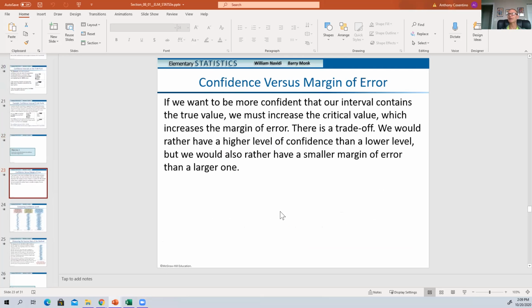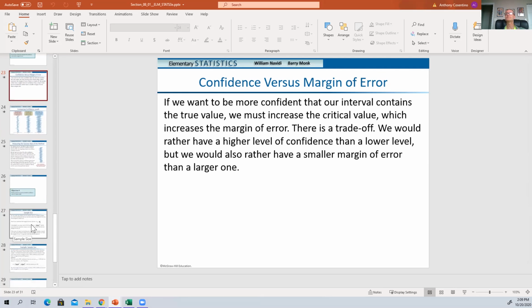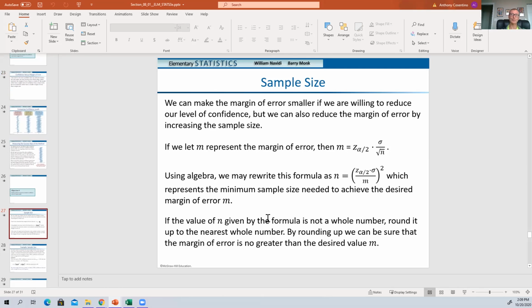But there's this idea of confidence versus the margin of error, and there is a little trade-off. If you have a higher level of confidence, then the margin of error needs to get a lot smaller, right? And if that happens, the best way to do that is to get more samples. That's kind of the rule of thumb. The more samples you have, because we have division by the square root of n, the better off you're going to be in these calculations. And that's what we mean here by sample size.